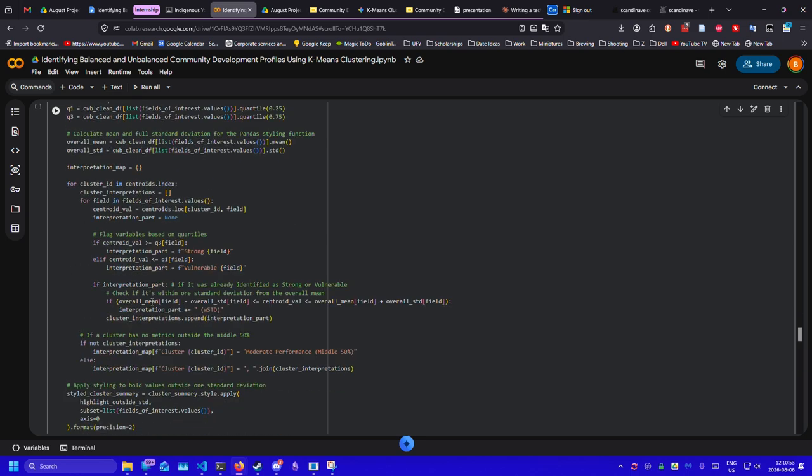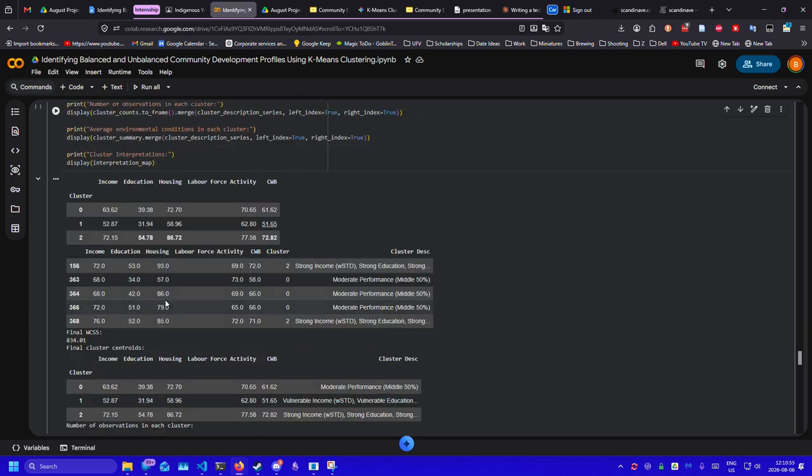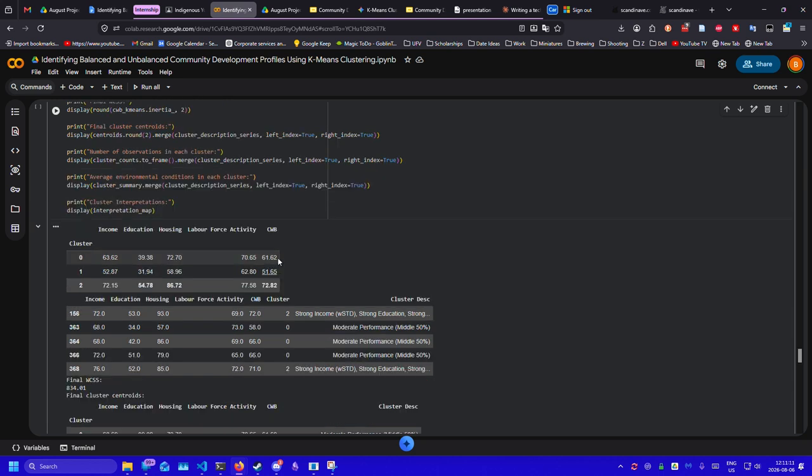Here we have our centroid definition and clustering. So from our text data here, I'll explain what I did for my clusters. Cluster 0 represents our average or our median cluster. These are its median data points, with 61 on the CWB.